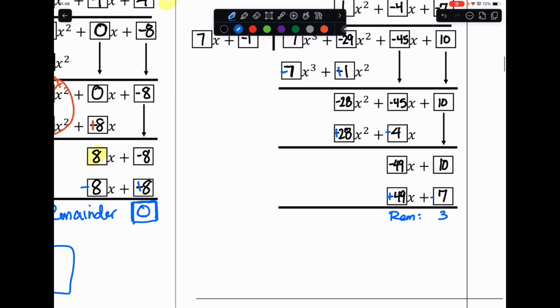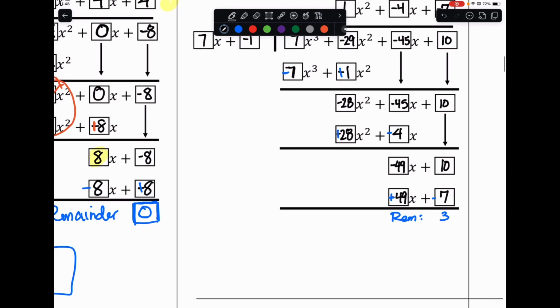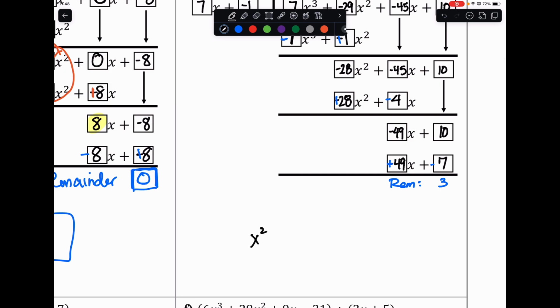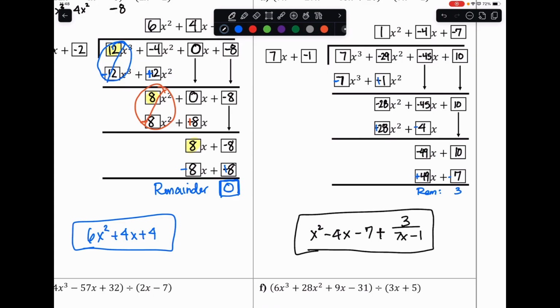So let me explain how we're going to write that answer now that we end up with a remainder. Well, we write our quotient the same way as before, which was 1x to the second power minus 4x plus negative 7, minus 7. And since our remainder is 3, we write that value as a mixed number, adding the remainder of 3 over the divisor of 7x plus negative 1. So this is how we represent the quotient to this expression, now with a remainder that is not 0.